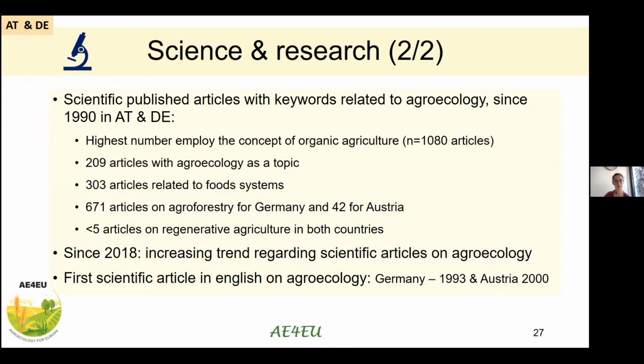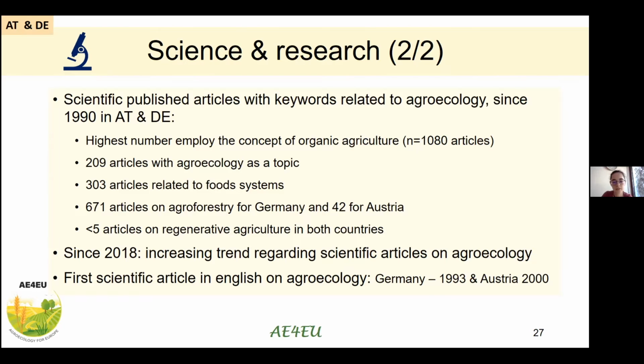Next, you will see that we were also interested in the focus of publications in both countries. So I did a Web of Science search using keywords related to agroecology. We found that articles on organic farming are the most numerous since 1990. The first scientific article on agroecology in Germany was published in 1993, and for Austria in 2000. There's a clear trend since 2018 of an increasing number of papers having agroecology as a topic. Interesting to notice is also that the number of articles on agroforestry is especially high in Germany, where I found over 671 articles on agroforestry.